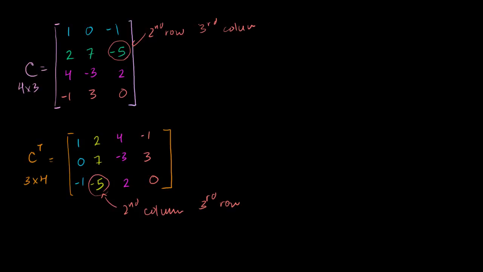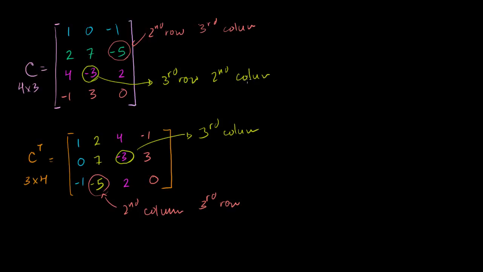We could do it with another. Let's do it with this one right here. This guy right here is in the third row, and the second column. And when you go down here, this guy is now in the third column and the second row. That's all a transpose is.